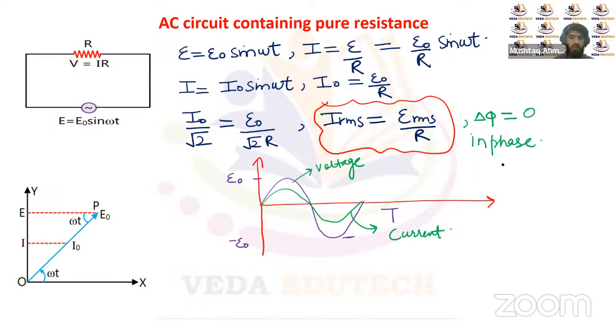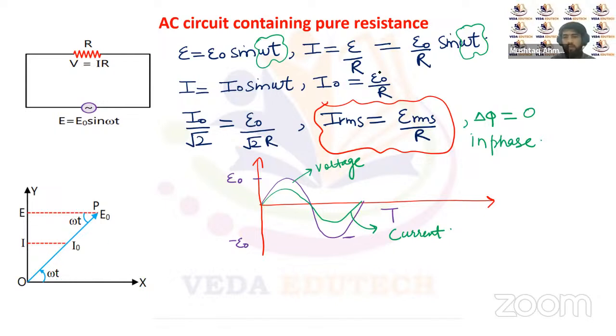Now, if we draw the phasor vectors for them, you can see here that the voltage and current are in phase. It means that their phase difference is zero, or we can say that the voltage makes an angle of omega t with respect to the x-axis, and the current also makes the angle of omega t with respect to the x-axis. So you can see here they are both aligned at an angle of omega t with respect to the x-axis, right?